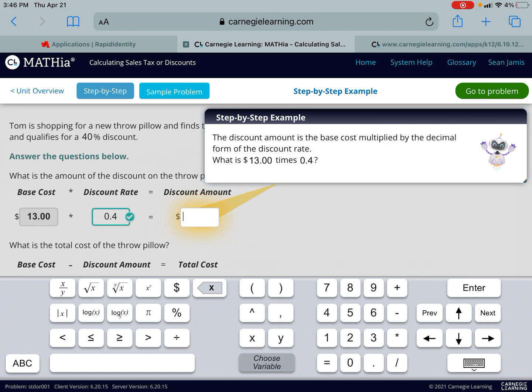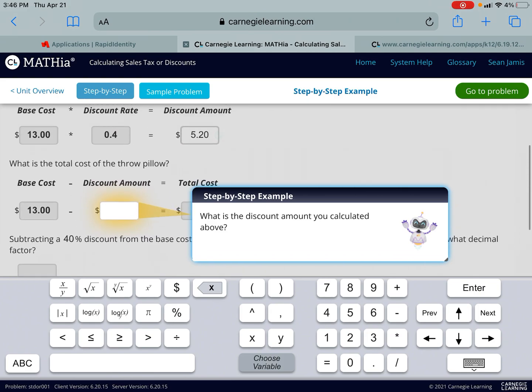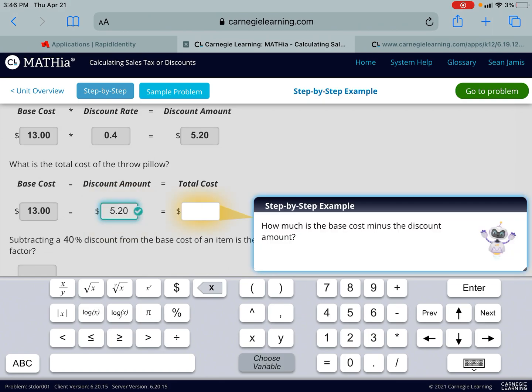Now, what's 13 times 0.40? You can actually just use this multiplication symbol here. It's like a little calculator. You can only really do it in some cases, but it's still handy. What is the discount amount I calculated above? So we'll just grab that 5.20.